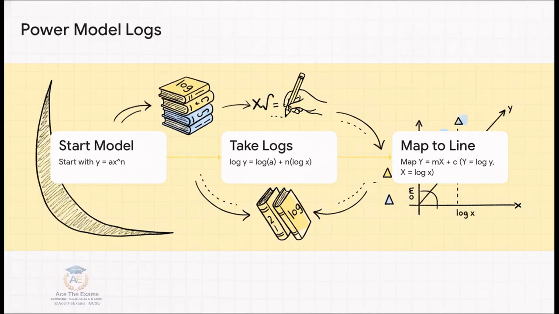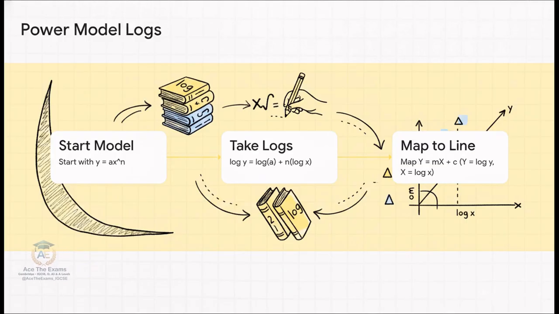When practical exam questions give you curved graphs representing power models, like y equals a times x to the power of n, you can't easily find the constants a and n. So we use logarithms to literally force the relationship into a straight line format. Here is the transformation sequence.